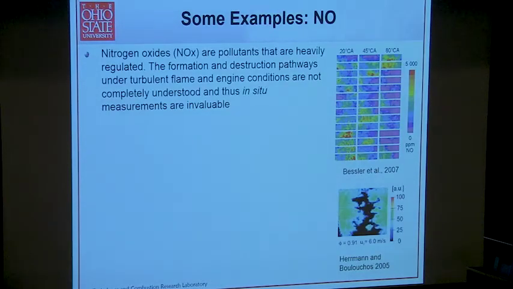Okay. We all know the importance of NO. NOx are pollutants, heavily regulated. The formation and destruction pathways under turbulent flame and engine conditions are not completely understood, and the measurements are valuable. So that's why we put so much effort in measuring it. NO is excited in the UV. The most common is 226 for the A-X transition, but there's certainly the B-X and C-X transitions are used, and the D-X transitions are used, which are just other locations within the ultraviolet region.